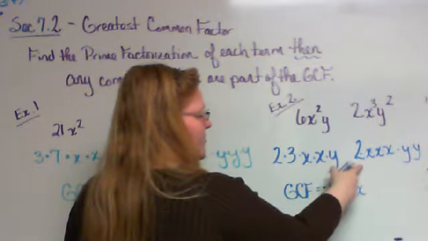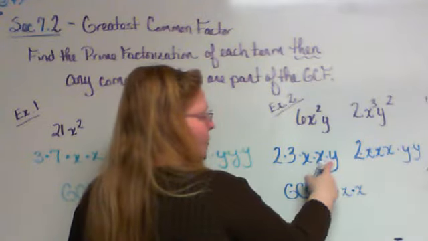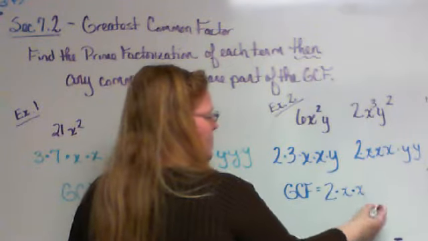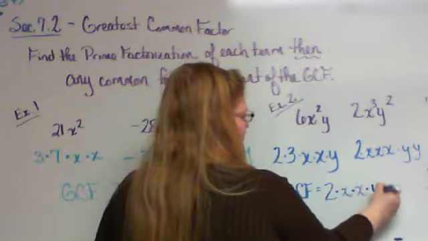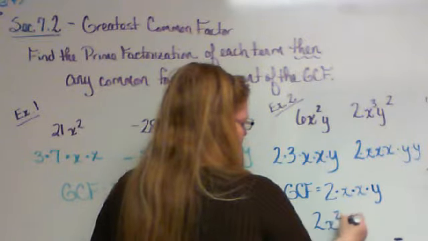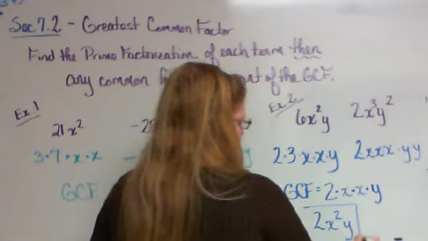Do I have y's in both? Yes. Only 1 y though, because this one has 2 y's, but this one only has 1. So I can't include but 1 in my GCF. So that's 2x squared y for my GCF there.